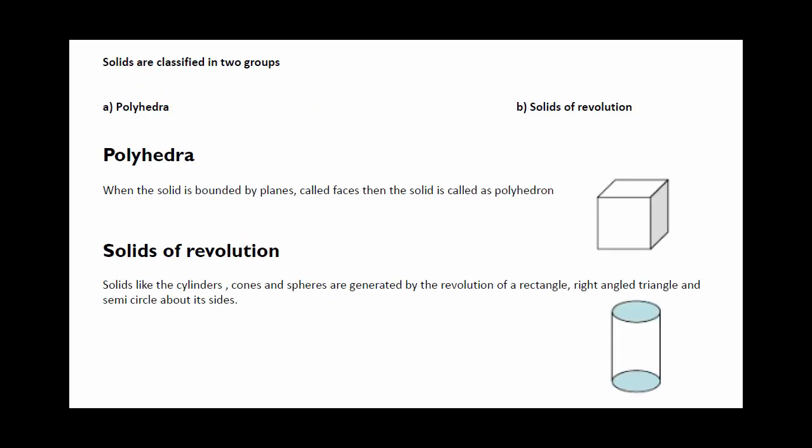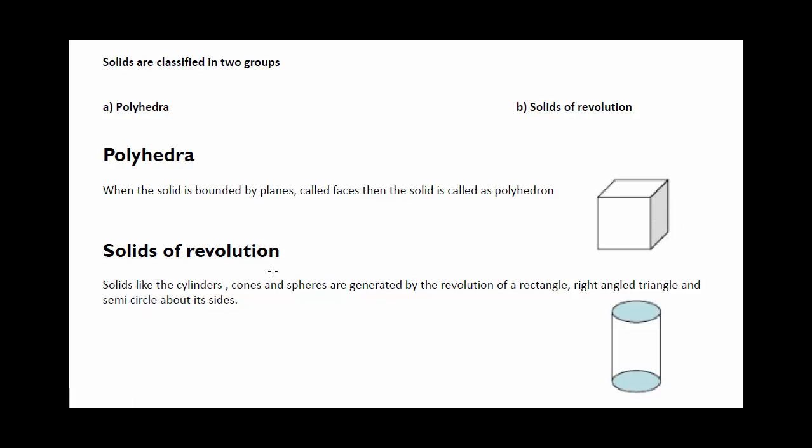Solids are classified into two groups, polyhedra and solids of revolution. Polyhedra means when the solid is bounded by planes called faces, then the solid is called a polyhedron. For example, you can see here it is a cube. A cube is a combination of various faces. So when a solid is bounded by various planes or faces, it is known as a polyhedron.